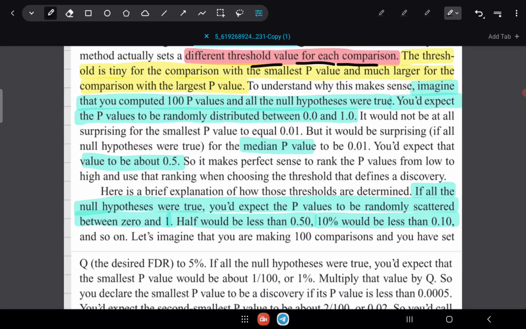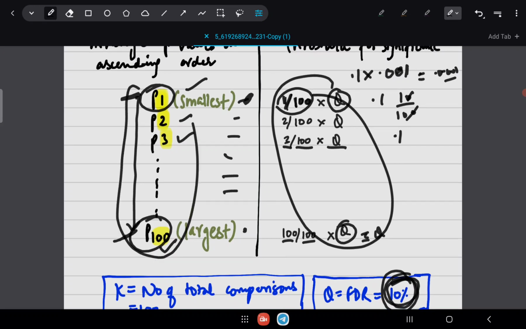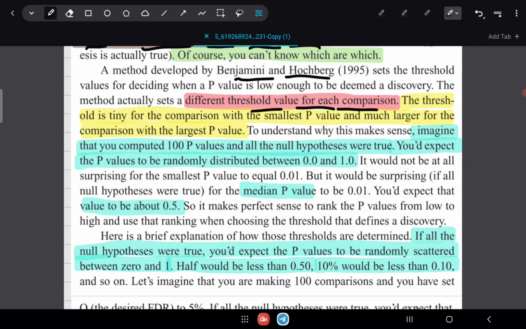So the reason we are doing this is, let's say you have 100 experiments and for all these 100 experiments you already know that the null hypothesis is true, right? Let's assume for all these 100 experiments you know that the null hypothesis is already true. Then how do you expect these p-values to be? You expect these p-values to be completely randomly scattered between 0 to 1, and the median p-value you expect to be 0.5. Okay, so I'll just read it out, hopefully it will make sense.